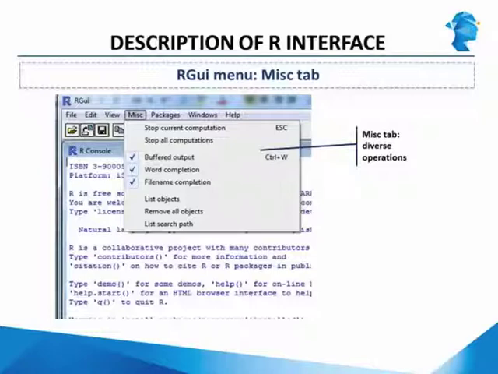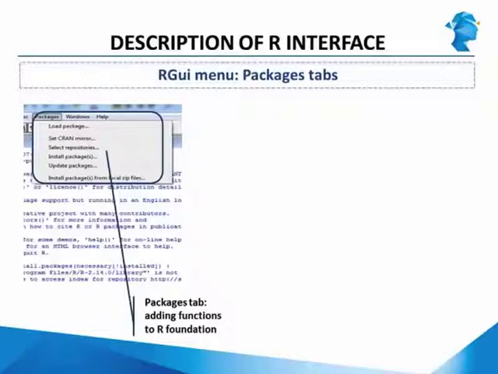With the miscellaneous tab, you may also list the objects active in your current R session. The list objects option is the one that you will use, or remove them by using the remove all objects option. Should you choose one of these options, R will print in the R console the objects present in the list or the ones that you may remove. Finally, the list search path option gives the number of packages active in the open session.